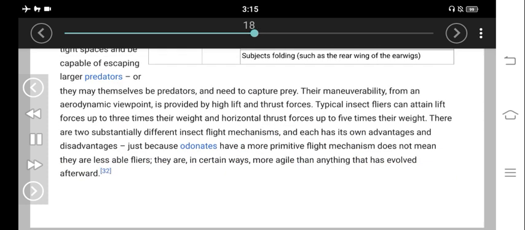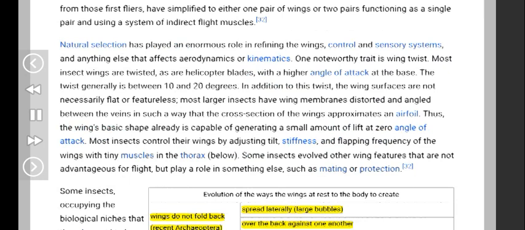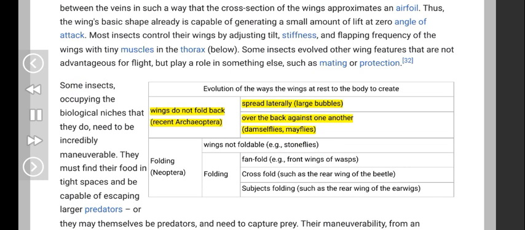Evolution of the ways the wings are held at rest against the body. Archaeoptera wings do not fold back. Recent Archaeoptera spread them laterally, or hold them in large bubbles over the back against one another, such as damselflies and mayflies. Folding Neoptera: wings not foldable, e.g., stoneflies. Folding: fanfold, e.g., front wings of wasps. Crossfold, such as the rear wing of the beetle. Subjects folding, such as the rear wing of the earwigs.